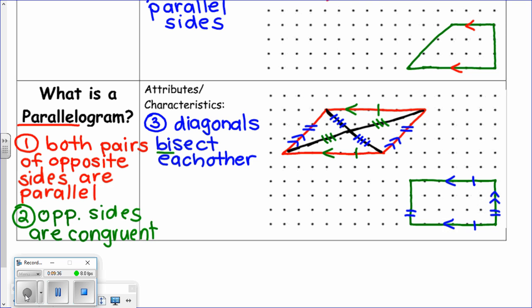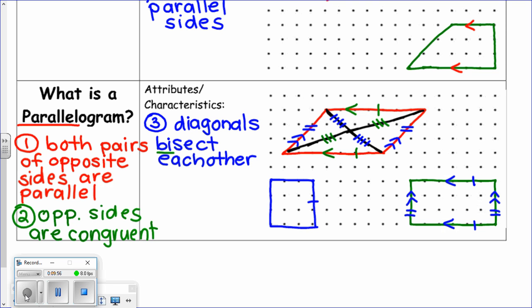Just adding my congruent marks for the left and right side and my arrow marks there. Another shape I know is a parallelogram is a rectangle. I'm sorry, not a rectangle, a square. So I'm going to draw a 4 by 4 unit square.